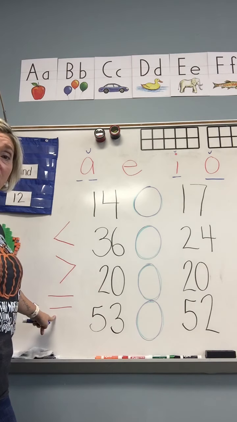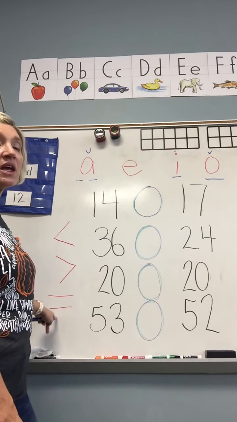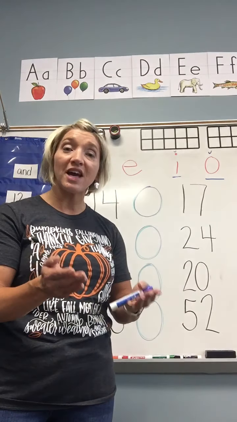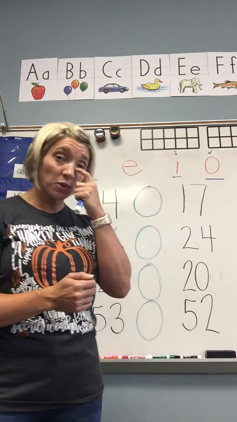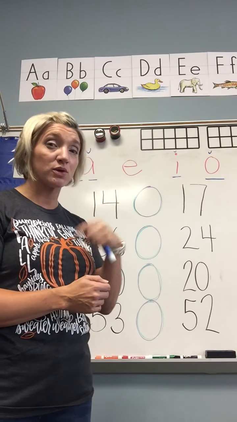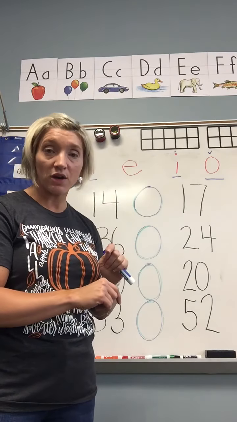And then, of course, you're very familiar with the equal sign. Equal means that both the numbers are the same. Both place values, the tens are the same and the ones are the same. So we're going to practice using these symbols to help us to compare numbers.